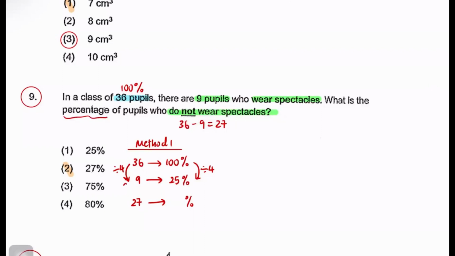Okay. Then 9 times what will give me 27? 9 times what? Yes, 9 times 3. So 25% also times 3 equals 75. So the answer is 75%.